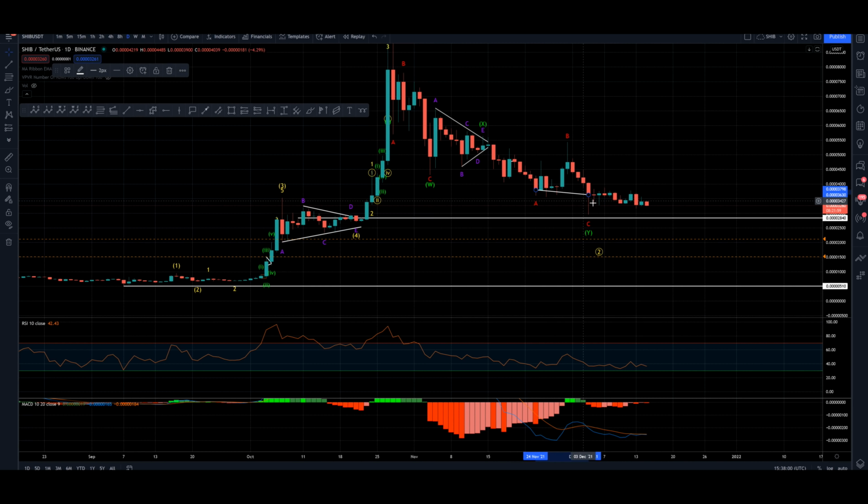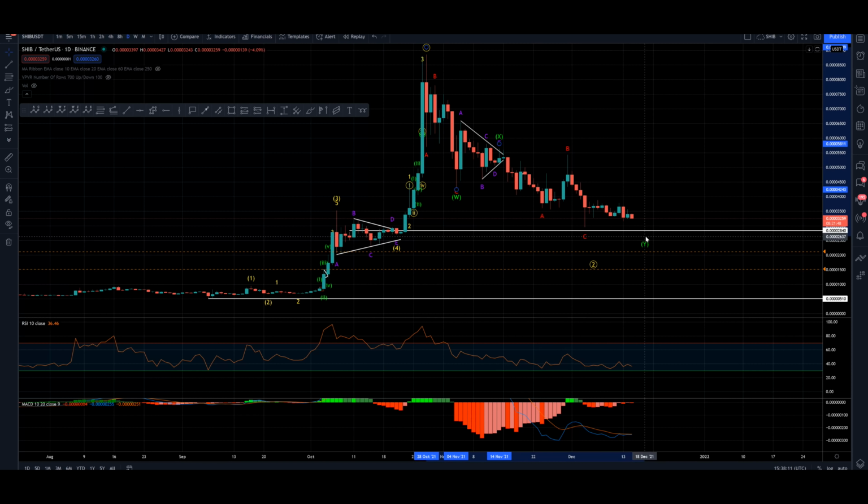So either way, you can see here, low, lower low, low. Not really, is it? Doesn't matter how you try and sugarcoat it, it's not there. So unlikely to be done, I think. Unlikely to be finished.